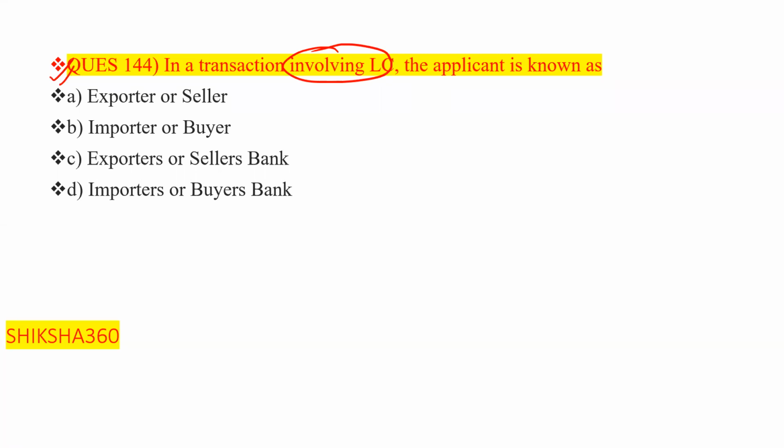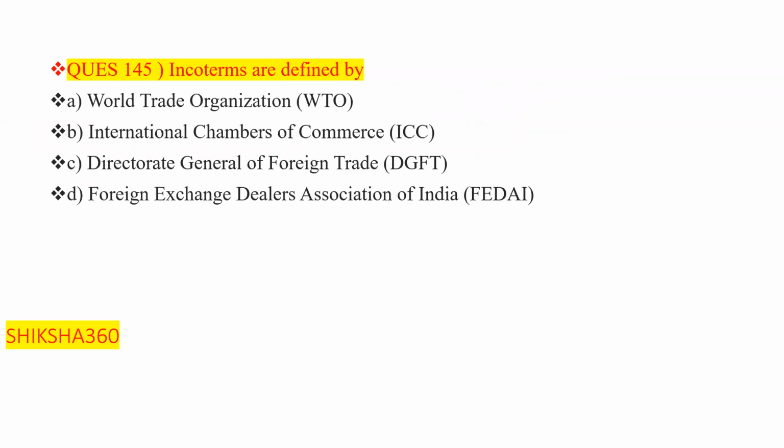So the applicant is the person who goes to the bank for opening the LC. That is the importer or buyer. So option number B is the answer, that is importer or buyer. Now move to question number 145.